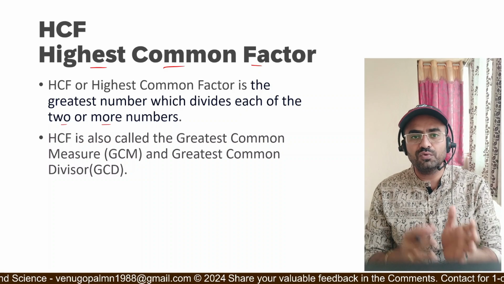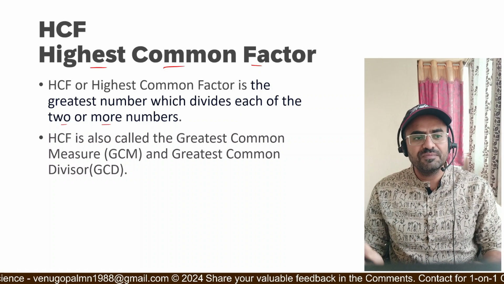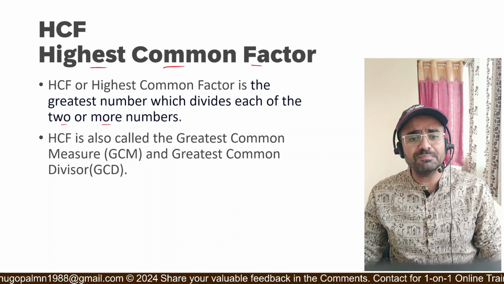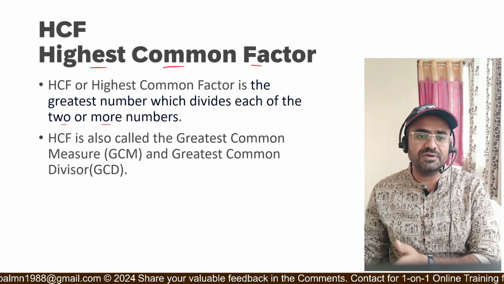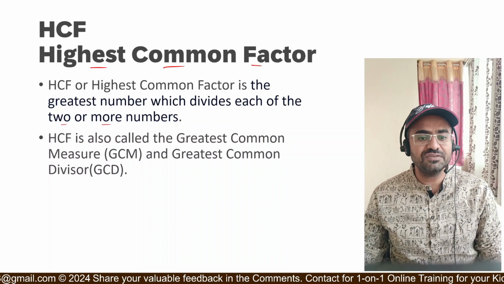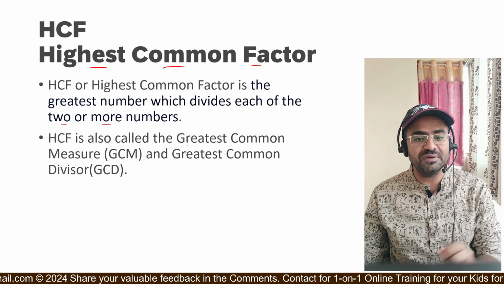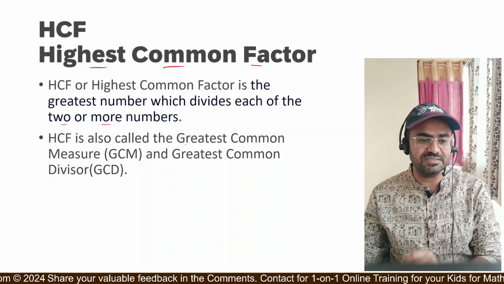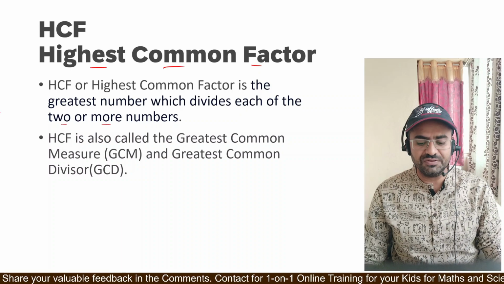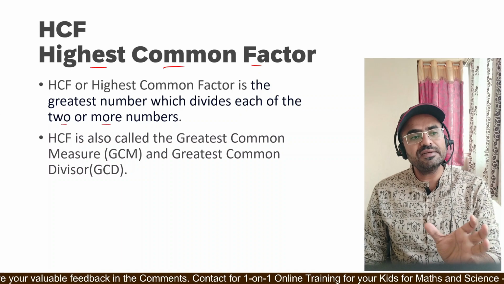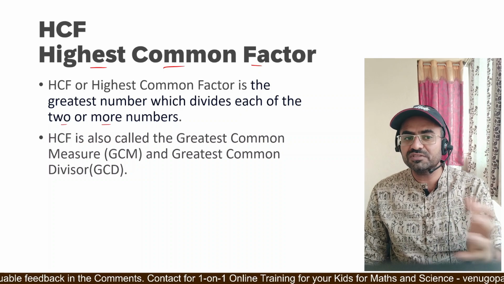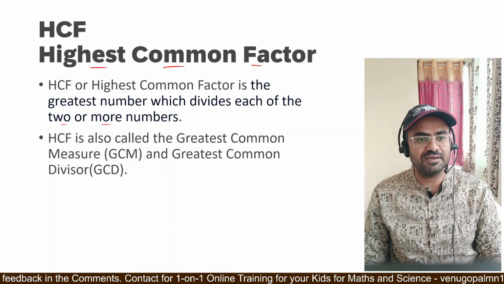If you have two or more numbers with you, HCF is that number which is the greatest number which divides each of the numbers with a remainder of 0. That is HCF. HCF is also called greatest common measure or greatest common divisor, GCD or GCM. This is the definition of HCF. Now let us understand how we can calculate the value of HCF using this Euclid's division lemma or algorithm.